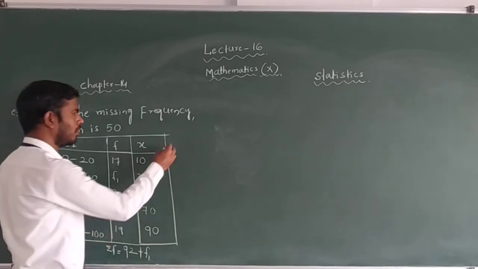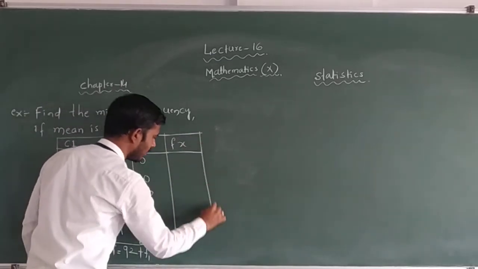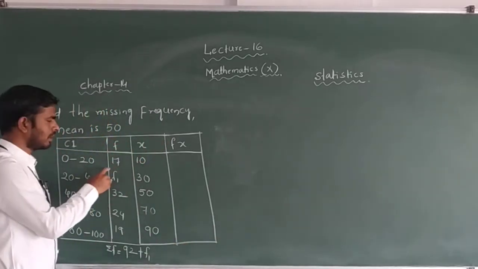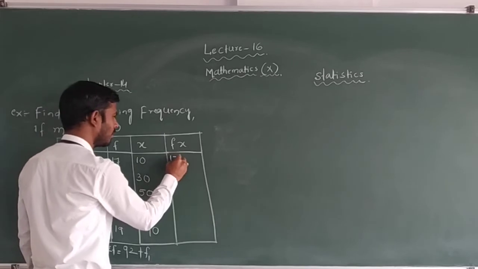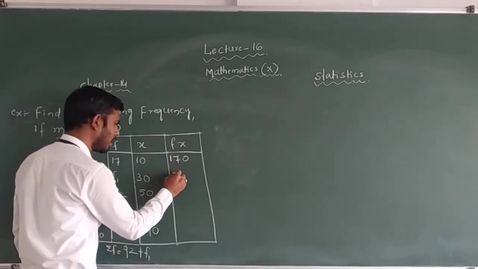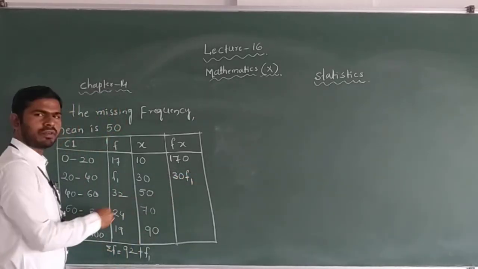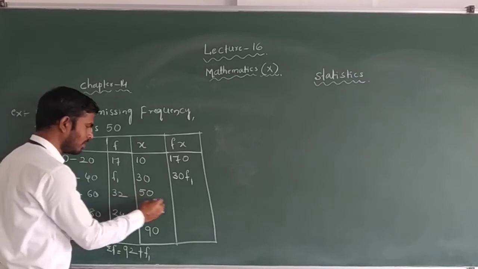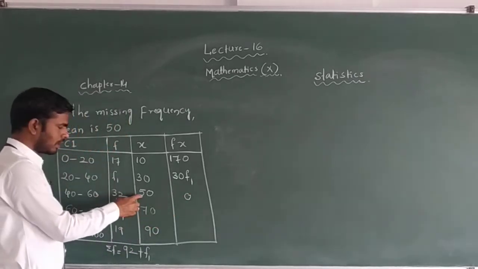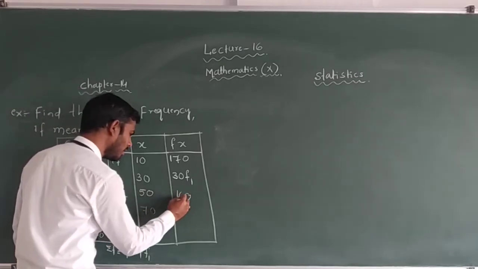Next step, you have to find fx. In the direct method you have to find f into x. 19 times 90 is 1710. F1 into 30, you can write 30 F1. 32 into 50: 32 times 5, 5 twos are 10, carry 1, 5 threes are 15 plus 1 is 16, and this one is 0.